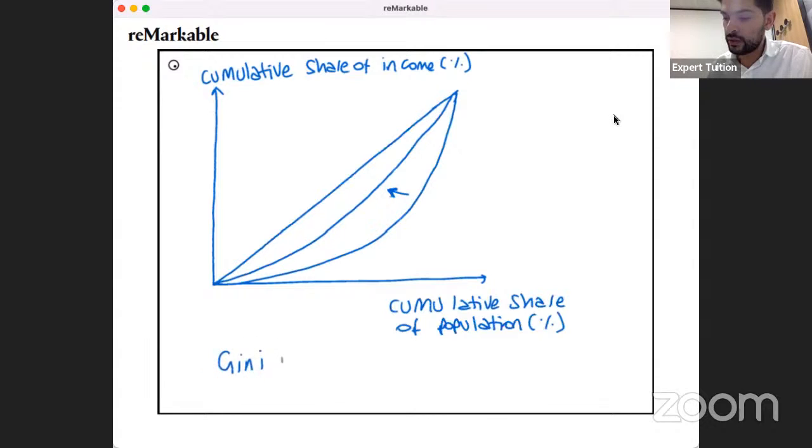Well, the Gini coefficient will fall. Yeah, if there's less income inequality, if the society becomes more equal, the Gini coefficient decreases, it gets closer to 0. Yeah, that's your analysis.